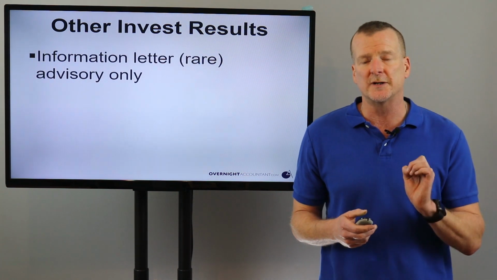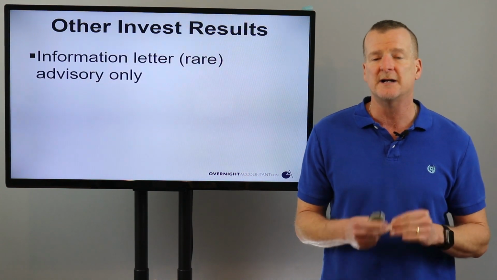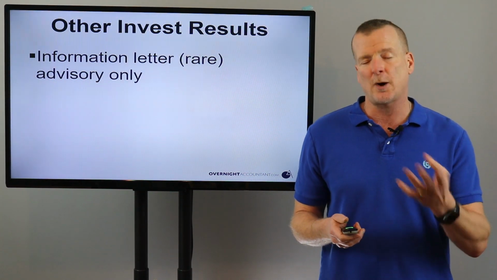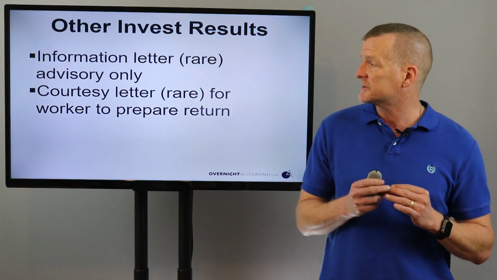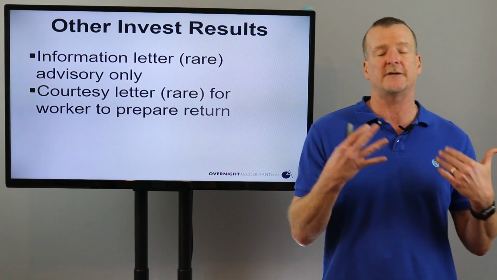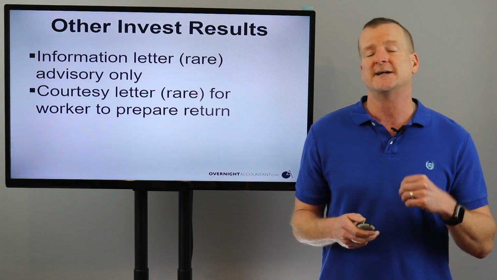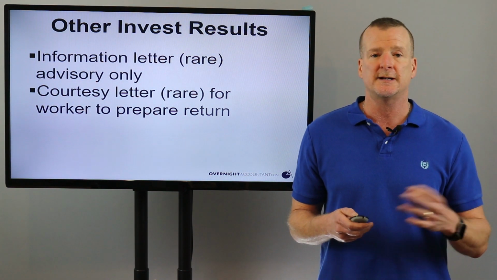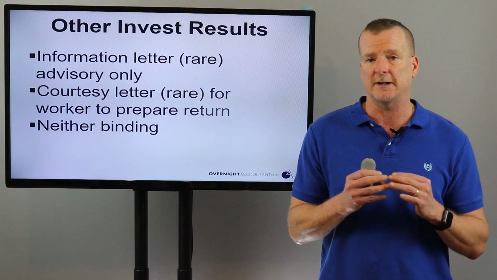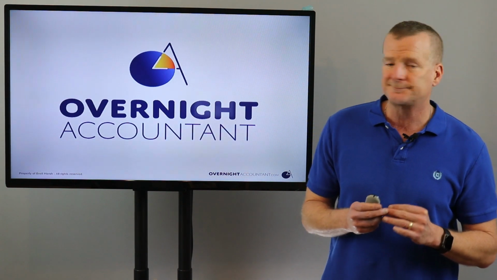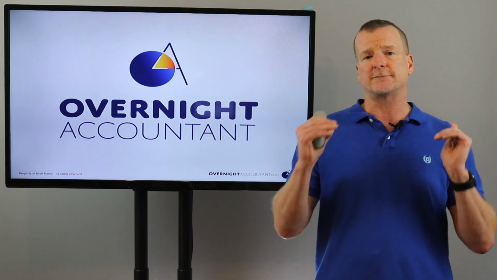Okay, so what are other results of the investigation? They could send what is called an information letter. This is rare. It's just for advisory purposes only. It's not binding and can't help you in other situations. They could also send a courtesy letter, which is also very rare. This is for workers to prepare their personal return. It tells them, this is what we found, and this is how to prepare your return as an employee or as a contractor. Neither of these letters is binding, and that is really it for recourse.